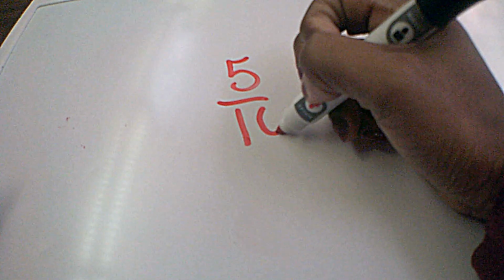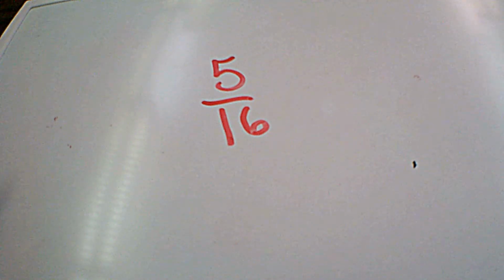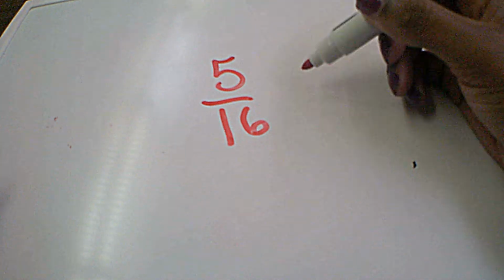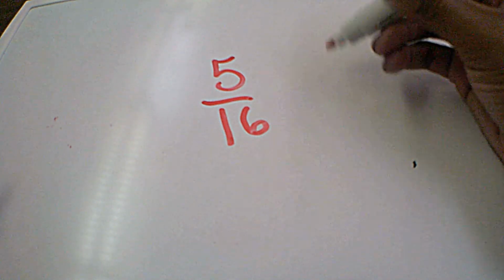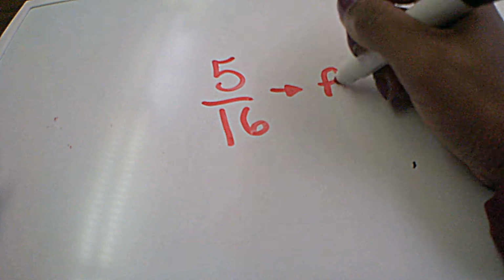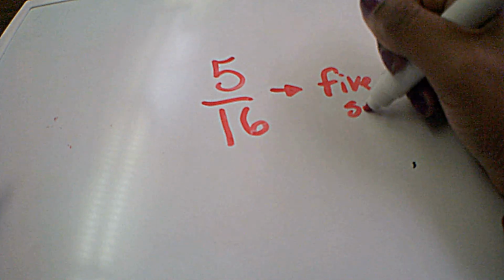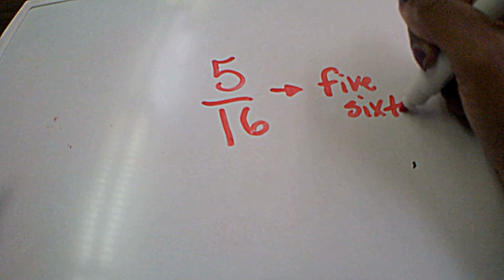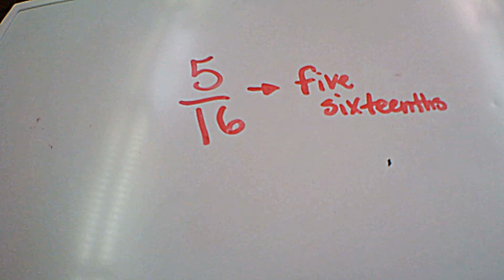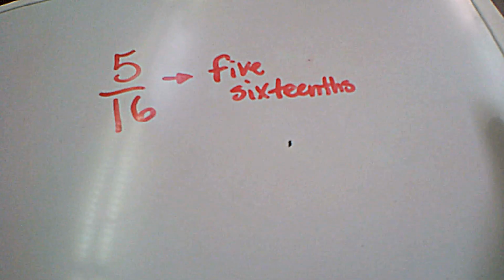So let's say you have a fraction like 5 over 16. I believe it's in the other video that I did 5 over 16. So I said 5 over 16 in the video, but you can also pronounce this 5/16. So this can be pronounced as 5/16.